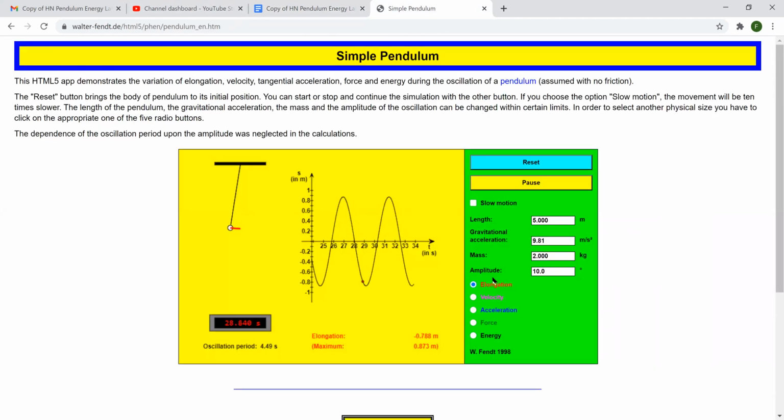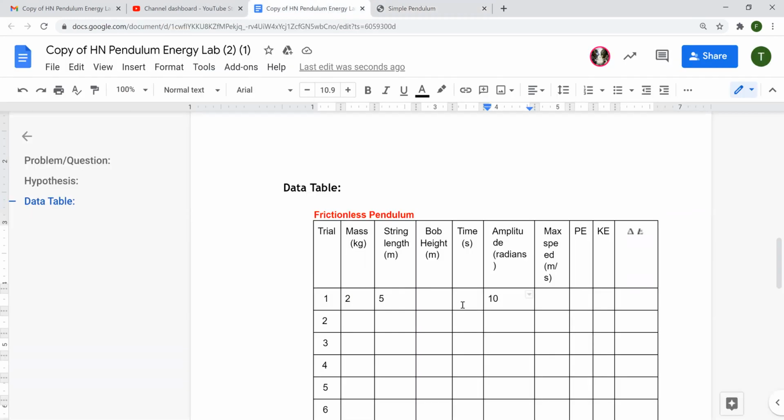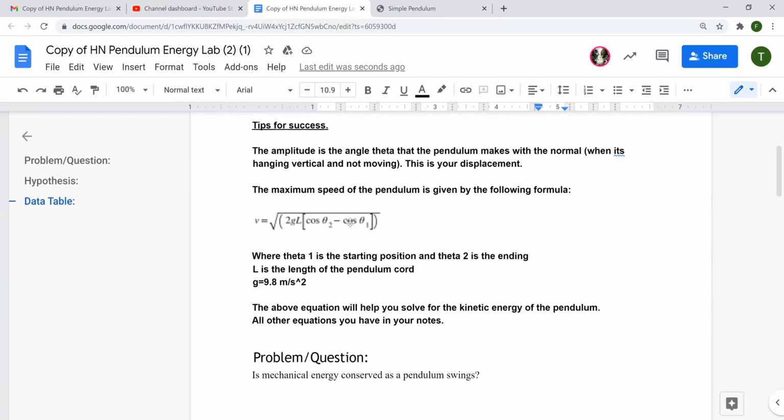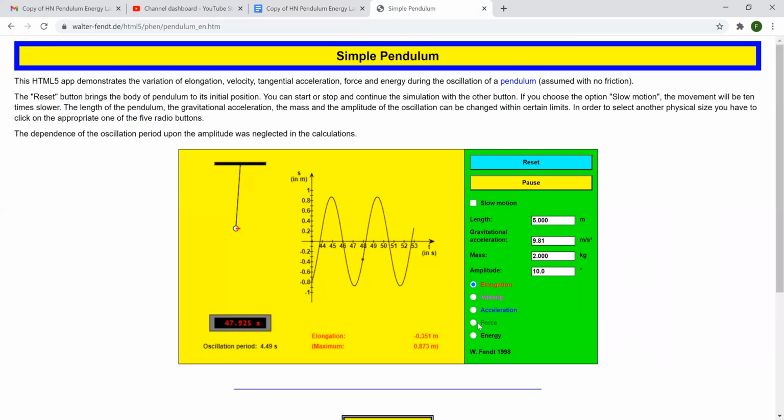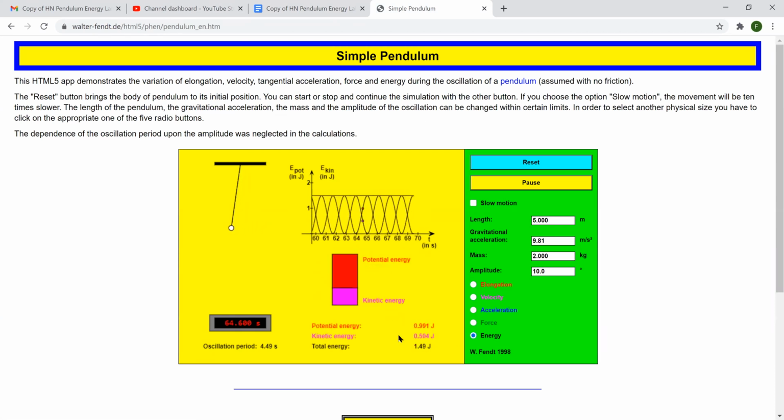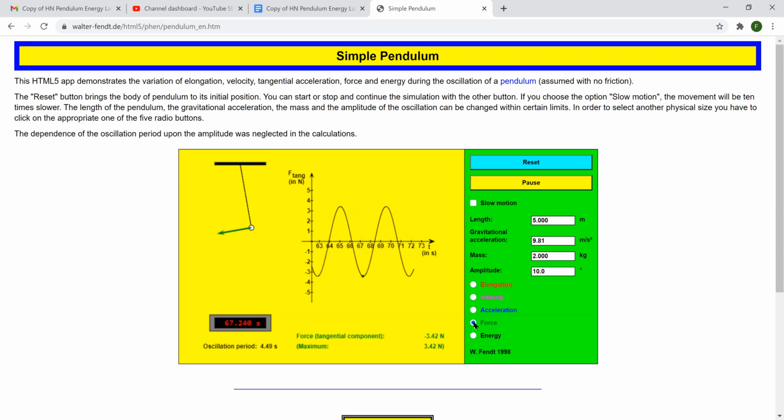The other quantities we need are the time. So I guess that's the oscillation period, 4.49 seconds. And then the max speed we calculate from this right here, although I don't know where we get the angles from. This gives velocity. So you can actually see it's calculating that. Energy is calculated, kind of moving back and forth. Force is calculated as well.